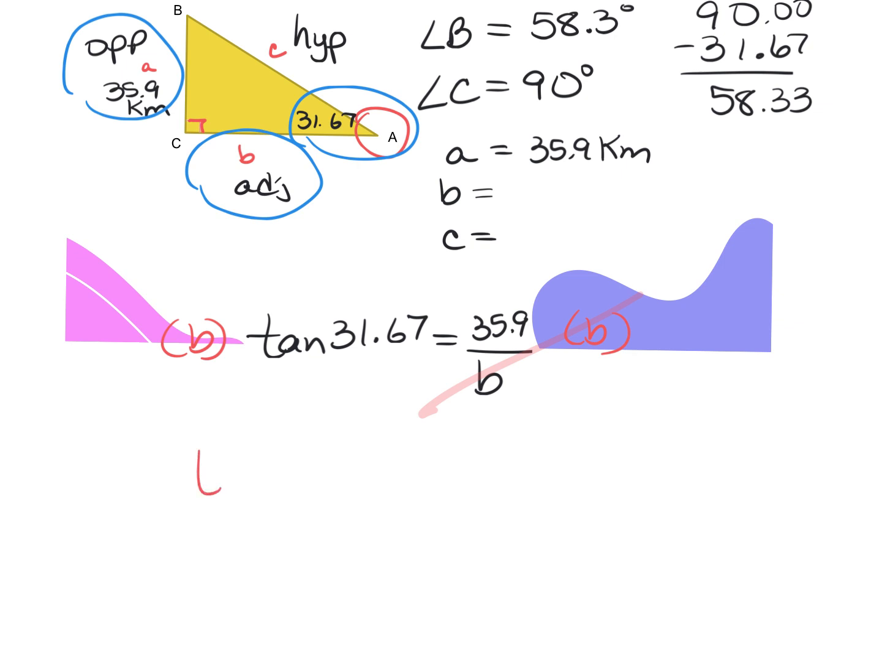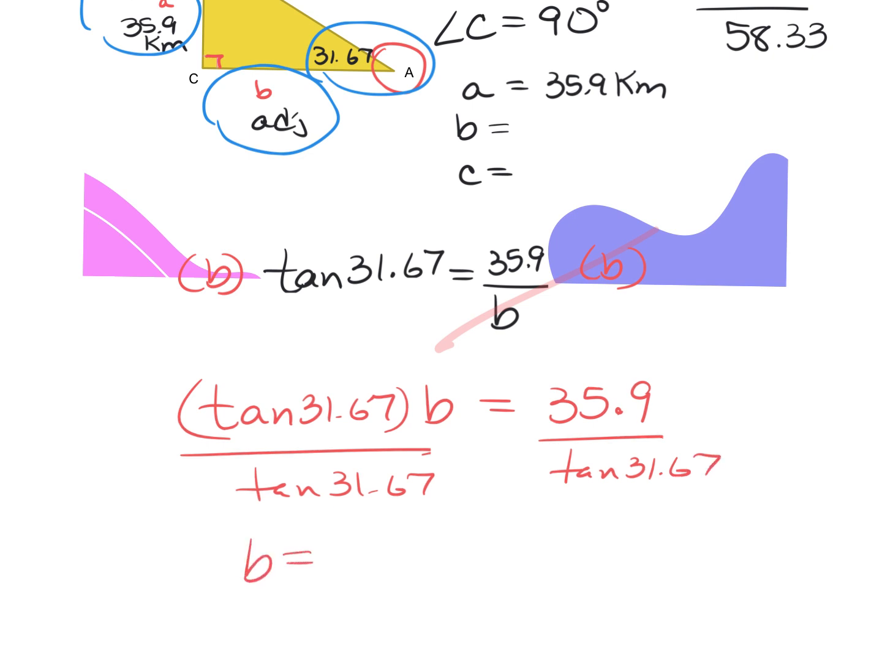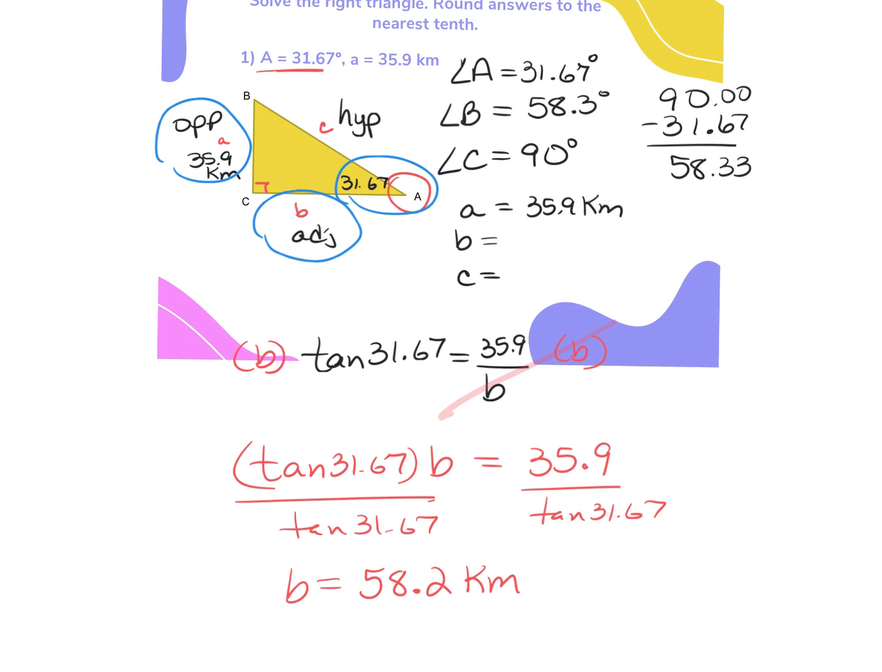So now we have tangent of 31.67 times b is equal to 35.9. I'm trying to solve for b, so now I divide both sides by tangent of 31.67. Once you do this, rounded to the tenths place, little b is 58.195, so 58.2 kilometers is the length of side b. So 58.2.